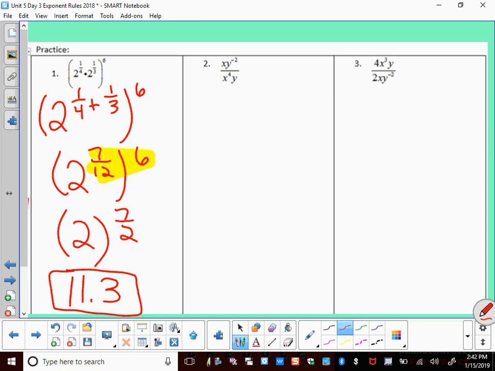We multiplied 7/12 times 6, and you get 7/2. 7/12 comes from 1/4 plus 1/3. I told you you're supposed to get a decimal for this one. If you got 1/7 here, it's because you were not adding your fractions right. 1/4 plus 1/3 has to have the same denominator. Just use your calculator for all fractions.